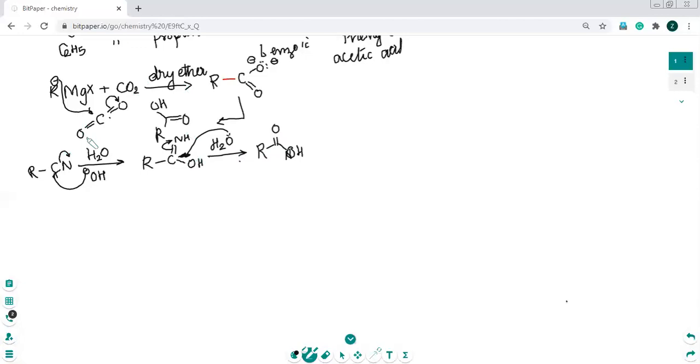Now the reactions of carboxylic acids. First one is the alpha halogenation reaction, meaning the carboxylic acid, suppose this is the carboxylic acid. I am writing the one CH2 group separately, that is all.